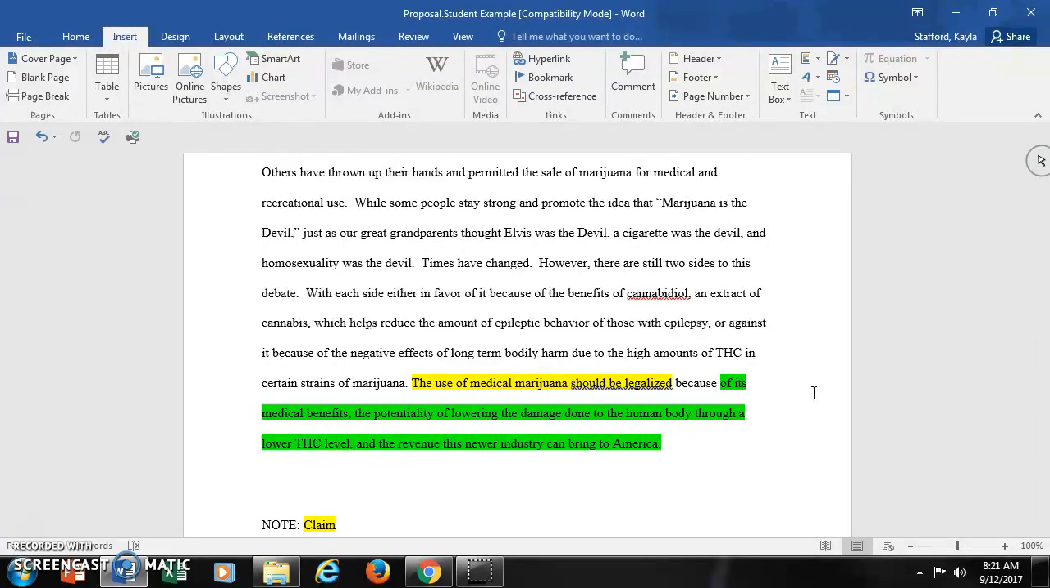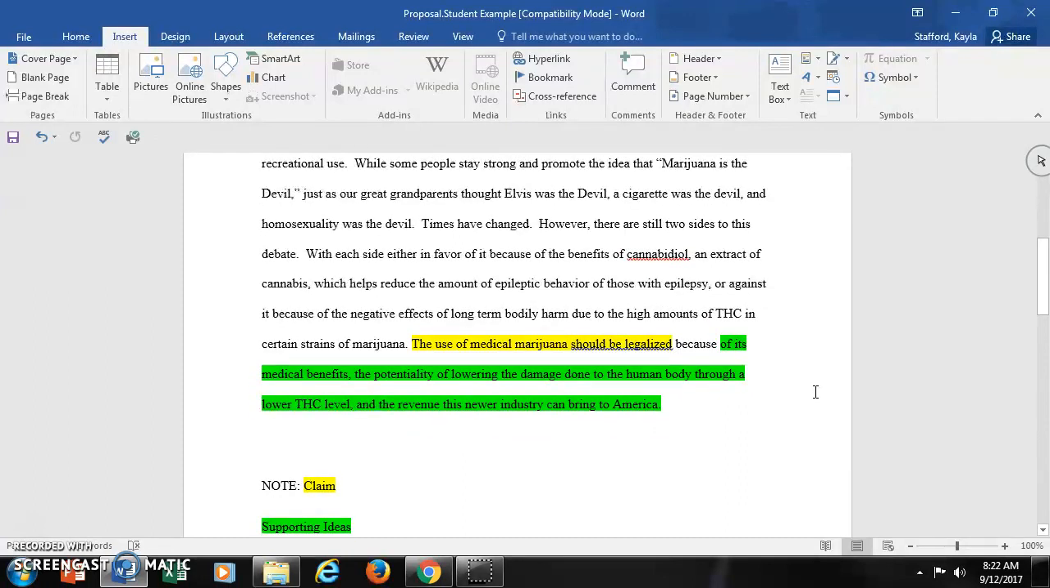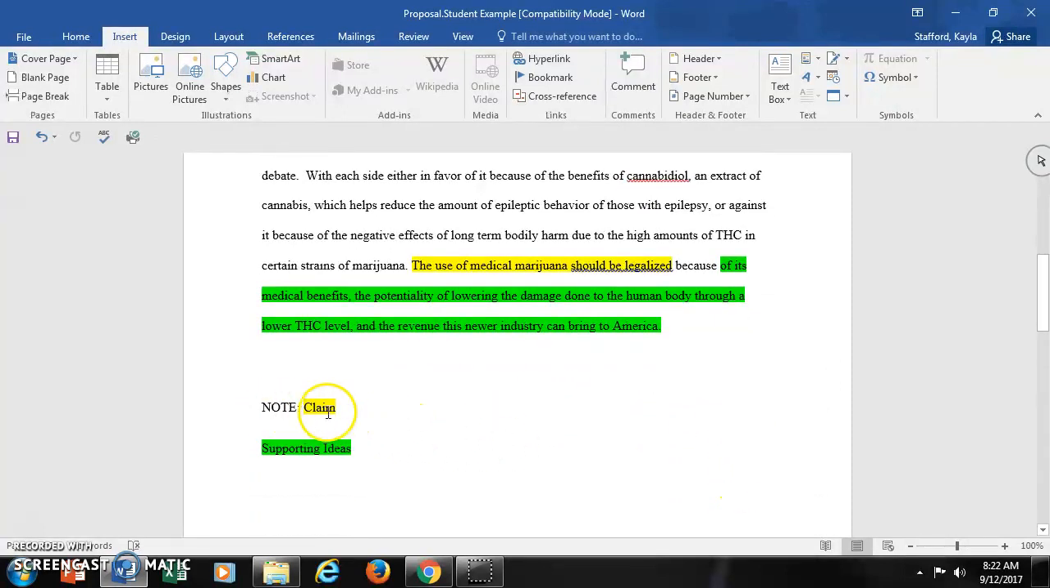strains of marijuana. The use of medical marijuana should be legalized because of its medical benefits, the potentiality of lowering the damage done to the human body through a lower THC level, and the revenue in this newer industry can bring to America. I have highlighted this student's claim for you as well as this student's supporting ideas. The one thing that this student is missing is a transition to the body of their essay. So I'm going to walk you through how to do that.